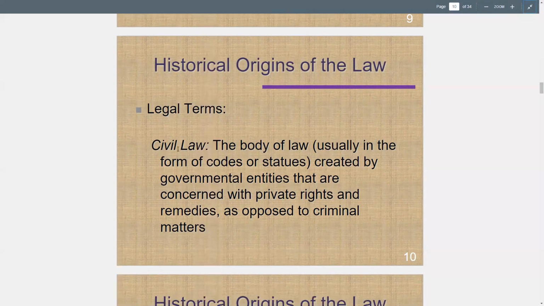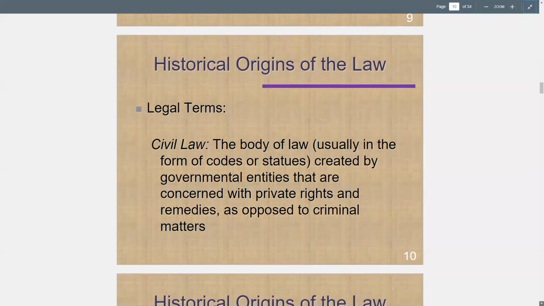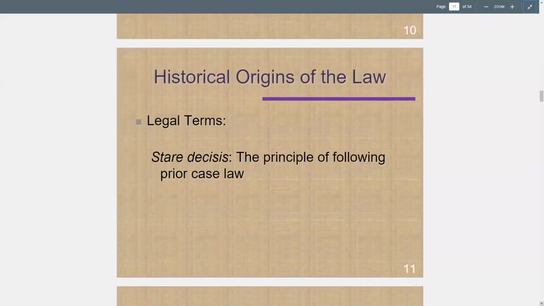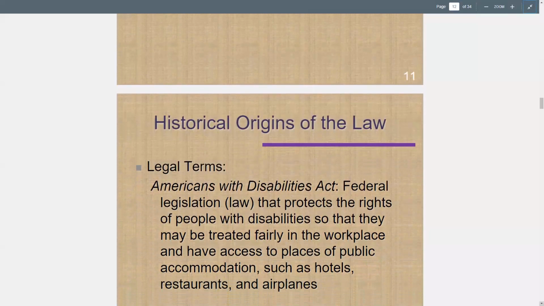They're civil matters. So don't get the idea of the civil code confused with civil law. You have civil matters within a common law jurisdiction. You have civil matters within a civil code jurisdiction. You have criminal matters within a common law jurisdiction, and you have criminal matters within a civil code jurisdiction. So it's a little bit confusing having those similar terms. We already talked about stare decisis, so let's go on.